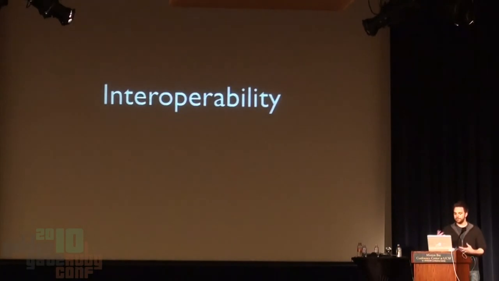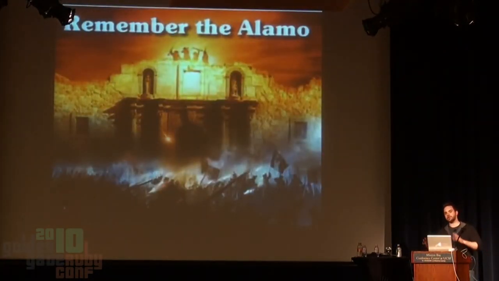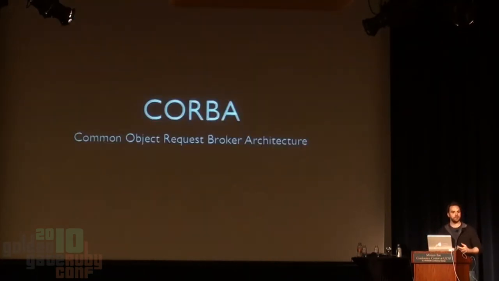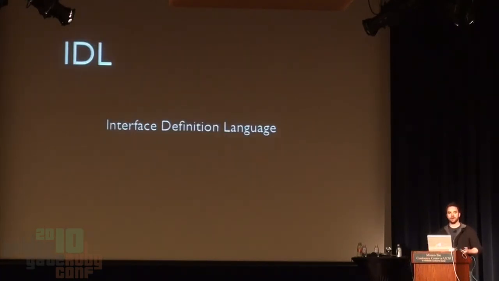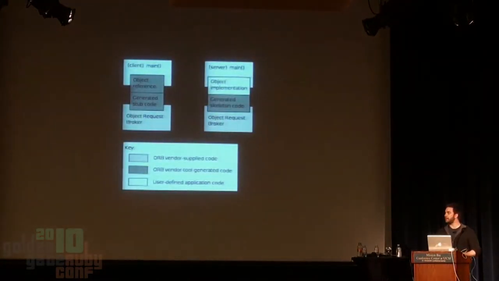All right, interoperability. As you do this, remember the Alamo, all right? When you're trying to talk between multiple languages, remember all the bad decisions that were made and the things that came up. There was CORBA, the Common Object Request Broker Architecture. This was based on the interface definition language. It looked a little bit like this. There was a lot of UML. There were very expensive packages that you had to buy.